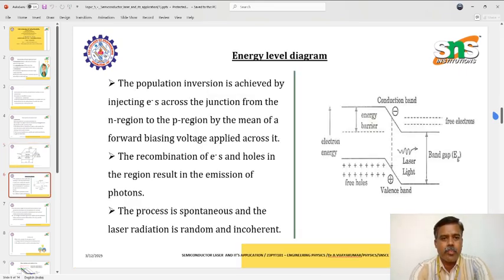In the energy level diagram, population inversion is achieved by injecting electrons across the junction from the N region to the P region by means of forward bias voltage applied across it. The recombination of electrons and holes in the region results in the emission of photons. The process is spontaneous and the laser radiation is random and incoherent. So this is an energy level diagram. The conduction and valence bands we discussed, and the intermediate we call the band gap energy.